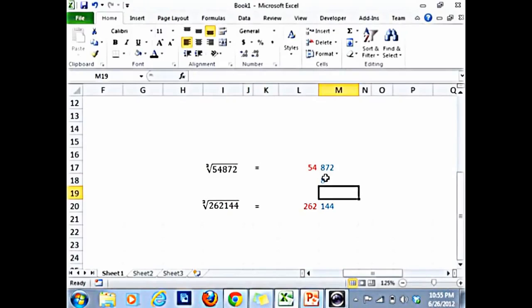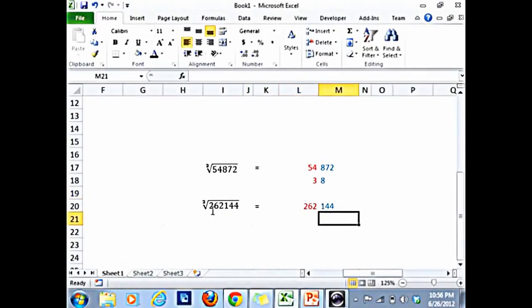And then 54. The largest cube I can subtract from 54 is 3 cube. 3 cube is 27 and 4 cube is 64, so I cannot subtract 4 cube. So I will write 3 here. So the answer is 38. As you can see, it was very quick, right?